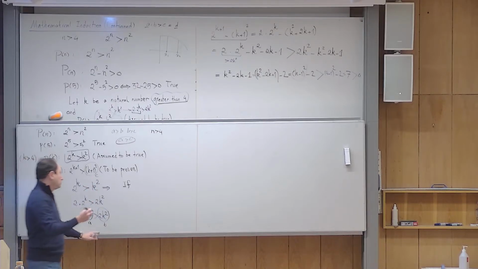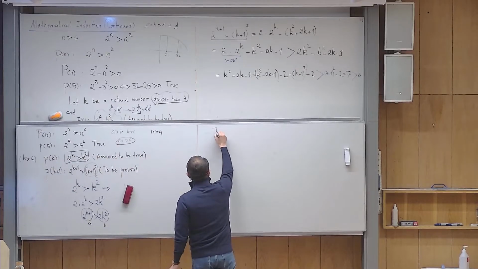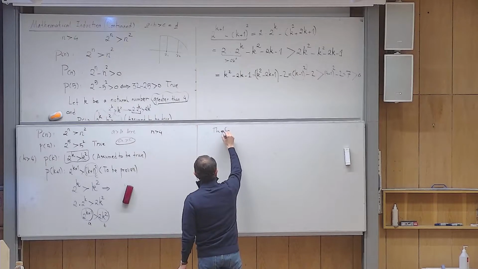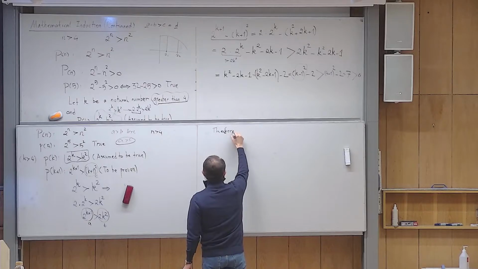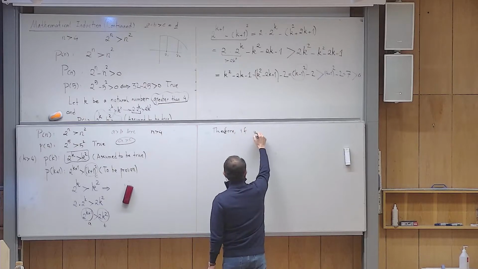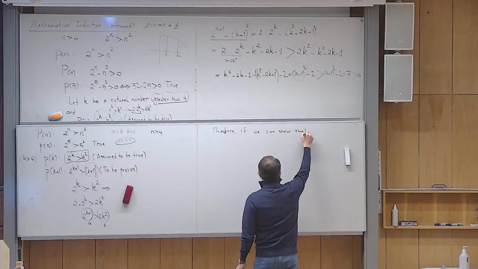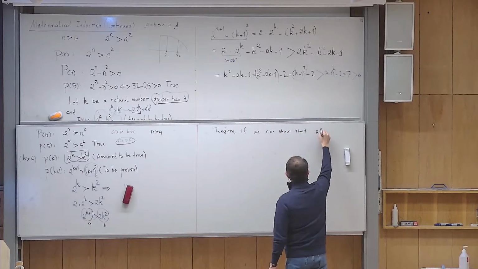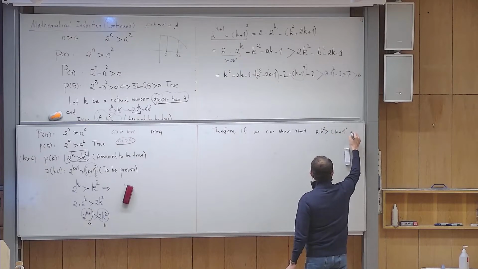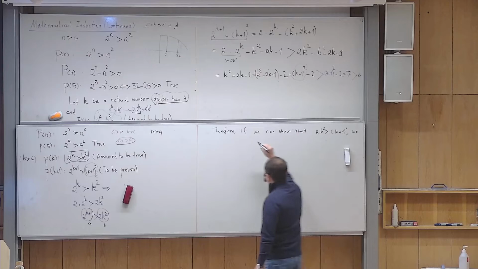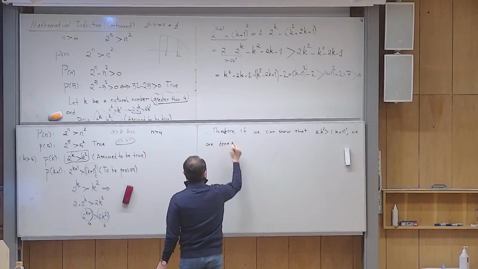So then you need to write this. So, therefore, if we can show that 2k squared is greater than (k+1) squared, we are done. Just tell me, do you understand this sentence? Yeah. Because that's the only thing.